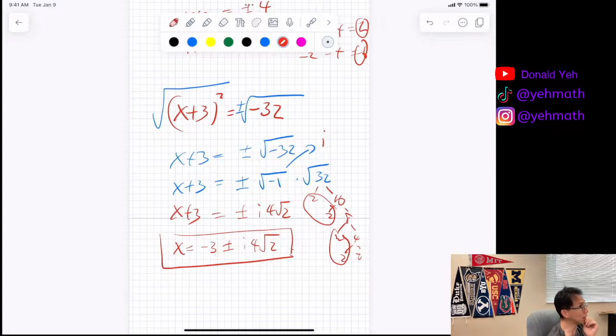i 4 square root 2 or 4i square root 2 is fine, but just don't do 4 square root 2i, because they think i is inside a radical, and that's wrong.